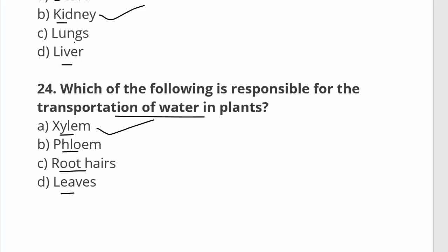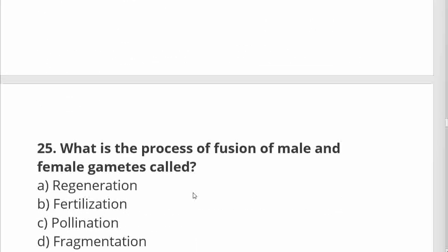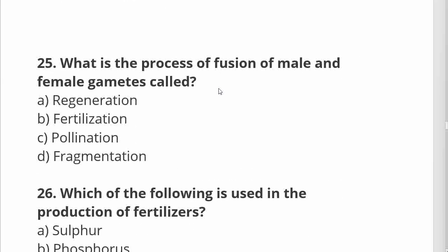Now the next question is, what is the process of fusion of male and female gametes called? Option A, regeneration. Option B, fertilization. Option C, pollination. Option D, fragmentation. The right answer is option B, fertilization. Fertilization is the process in which the male gamete sperm fuses with the female gamete egg to form a zygote, initiating the development of a new organism.